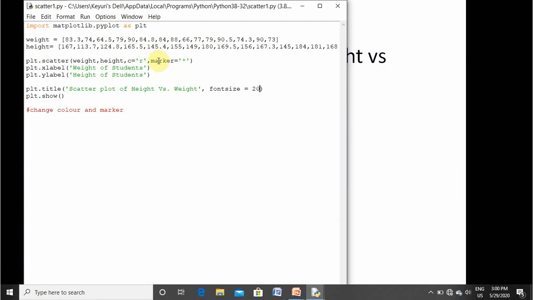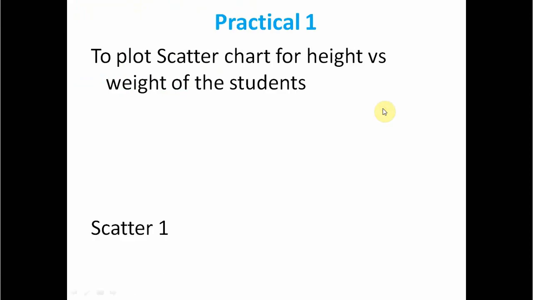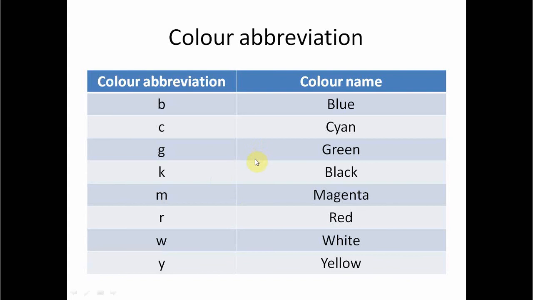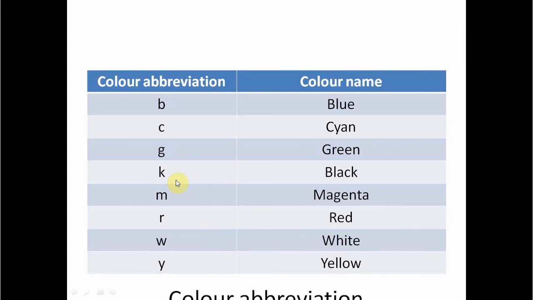And yes, I've talked about markers. Now a marker is the shape that is used to show the points. We have different markers. Color abbreviation is the same as what was there for the line chart, where B is for blue and so on. Remember, we can get black with K.